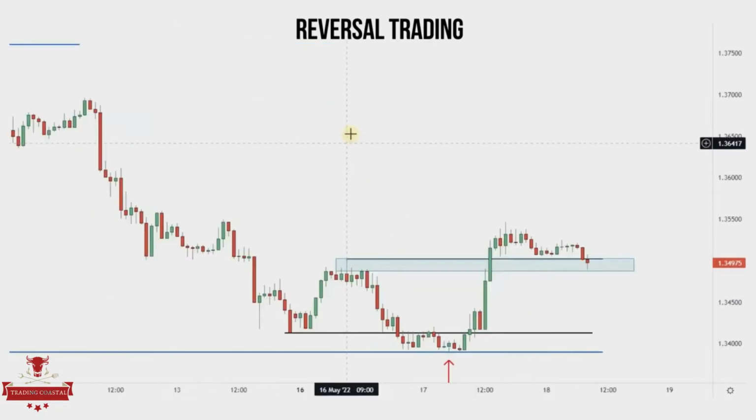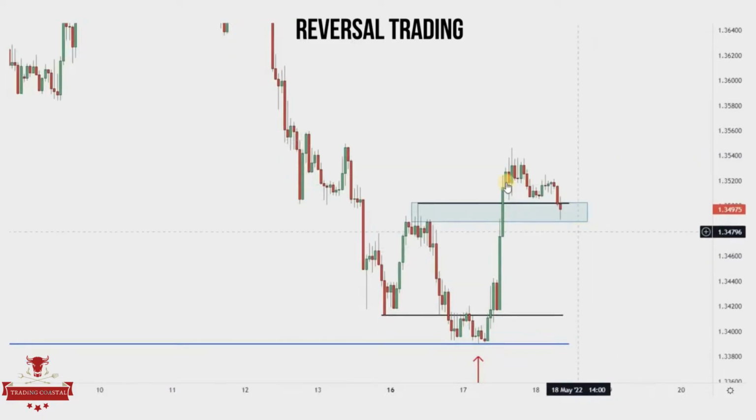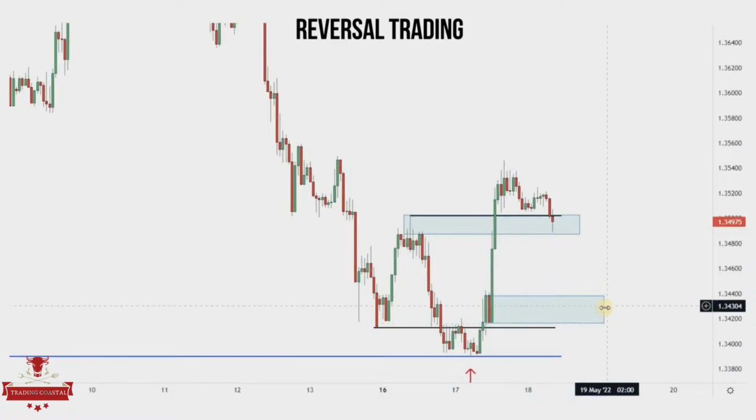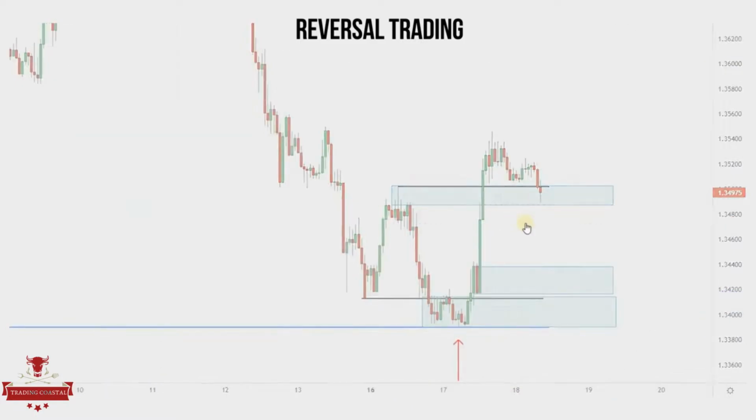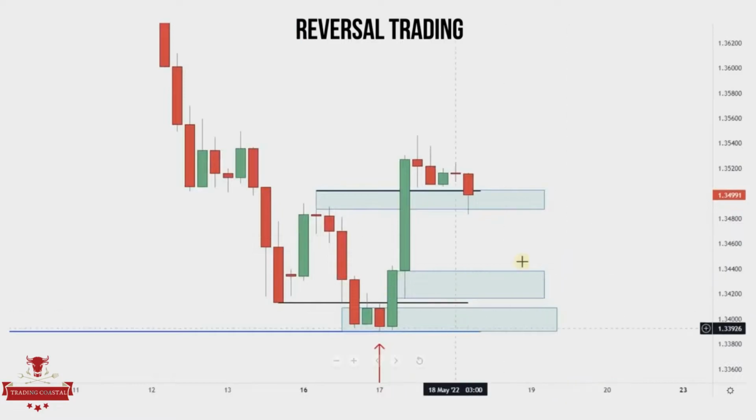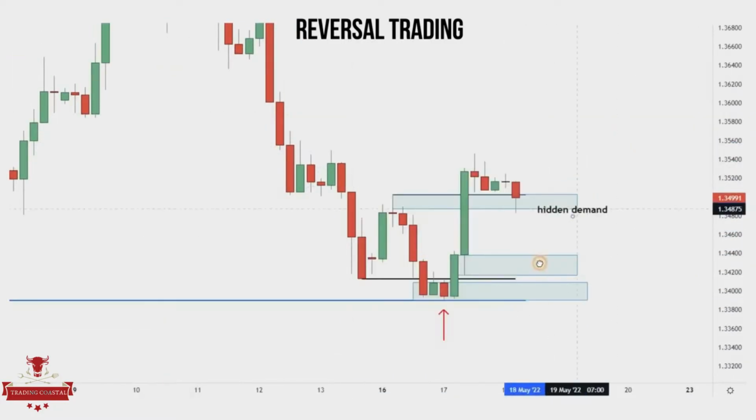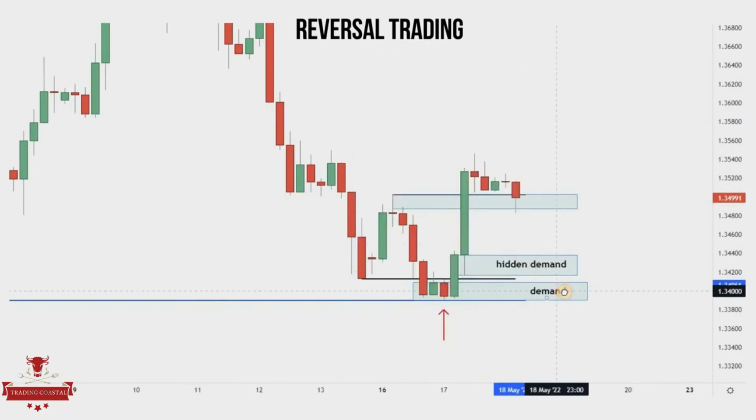We need to shift to a lower time frame in order to find more information. We are here on the 1 hour time frame. The first element that we notice right away is the fresh rally base rally demand zone. Just below it, very close, is located a drop base rally demand zone that is more noticeable on the 4 hour time frame. The first demand on the 1 hour time frame becomes a hidden demand on the 4 hour time frame.